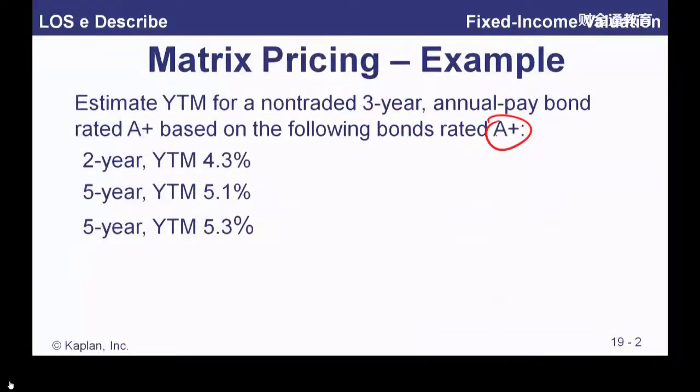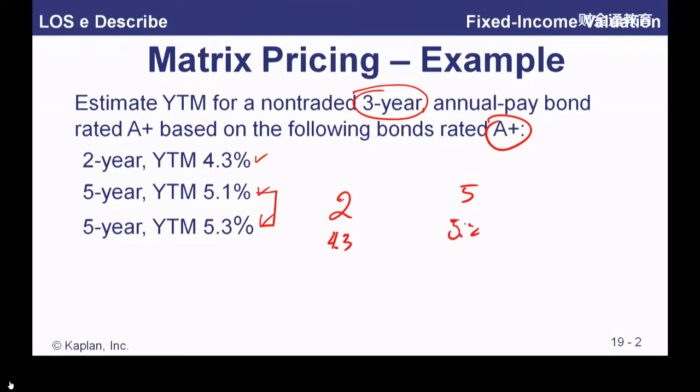So now we see some traded bonds out there. We've got a 2-year and 2 5-years. And we are after a 3-year. So before we get into the real details of it, just think of it this way. We have a 2-year maturity, 4.3%. We have a 5-year maturity. Well, we have 2 of those. What are we going to do with those? We're just going to take the average, and we're going to use 5.2% over here.